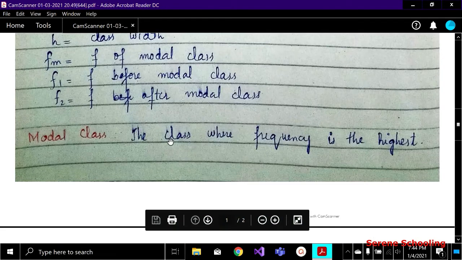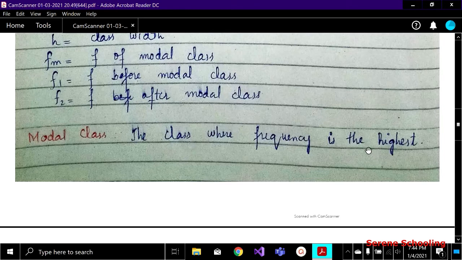So here you can see the class where the frequency is the highest is called the modal class. You can also say it is the class where the mode occurs, right? And in case of grouped data, how can the mode occur? In the form of frequency only, because frequency tells how many times that value is occurring. So the modal class is the class where the frequency is the highest.